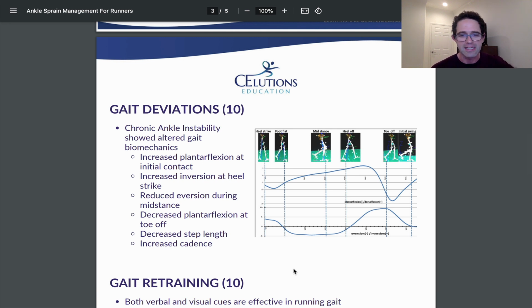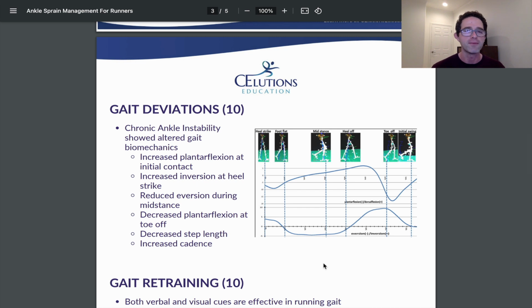We also see a limited amount of eversion during mid-stance, and this one's important. There's decreased plantar flexion at toe off. We do not notice these patients pushing as far or pushing as hard off their toes. And some of that is because they have a decreased step length and maybe an increased cadence. They are not elongating that stride because their ankle, their joint just isn't strong enough. Those muscles aren't strong enough. So these are the gait deviations we need to be mindful of.